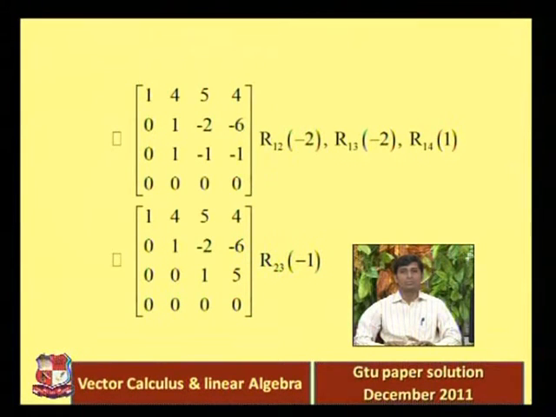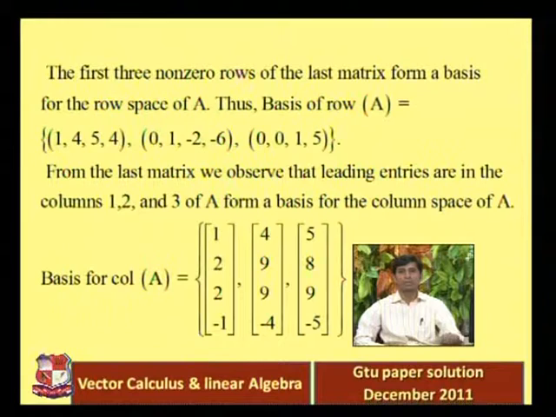Now take the third column and the third row. In the third row, what is our leading entry? 1 is our leading entry, and below that leading entry we already have a 0, right? So you can see this matrix is in row echelon form. Clearly this matrix is in row echelon form. And now the first 3 non-zero rows of the last matrix form a basis for the row space of A.